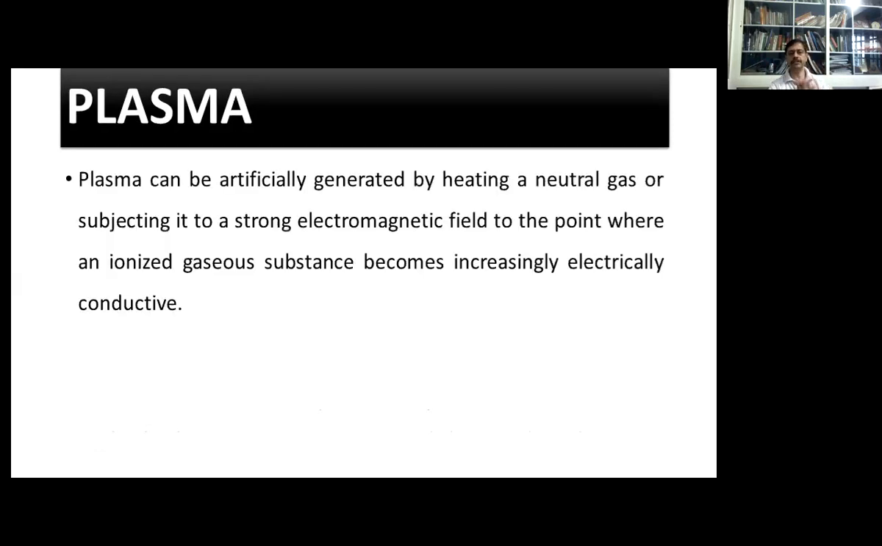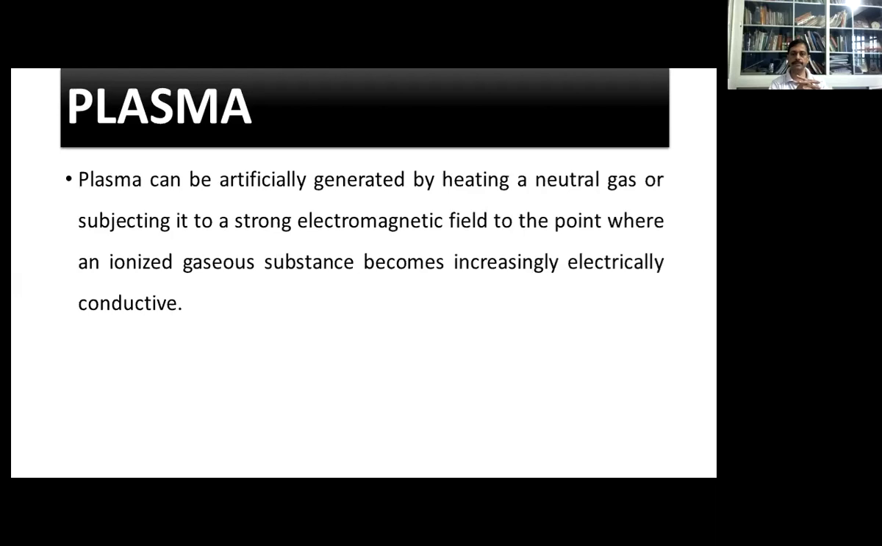Plasma can be artificially generated by heating a neutral gas or subjecting it to a strong electromagnetic field to the point where an ionized gaseous substance becomes increasingly electrically conductive. You know that there is a plasma in nature during lightning. You must have observed that during lightning, electricity is conducted from the sky to the earth. The medium in between, the gas, becomes highly conductive for electricity. In the same manner, artificially also we can generate plasma.